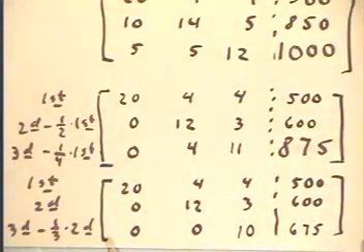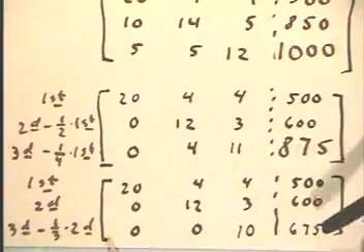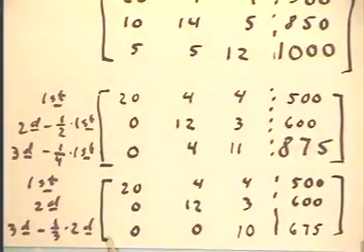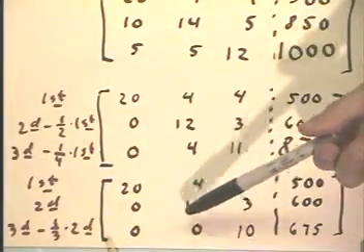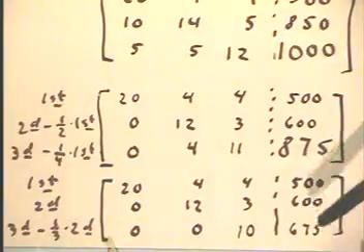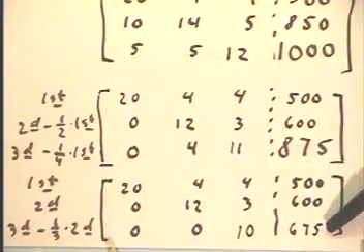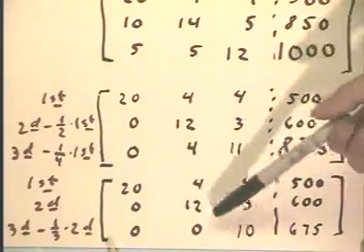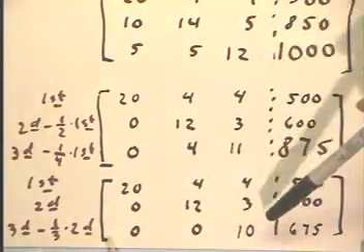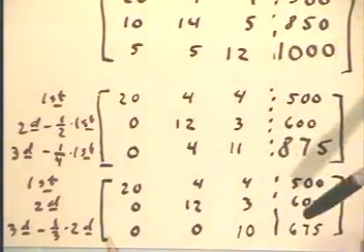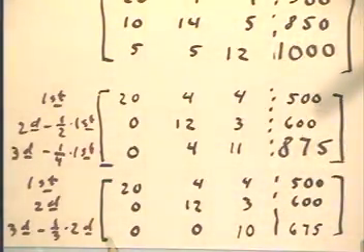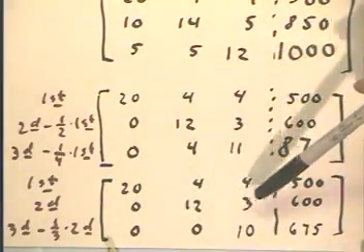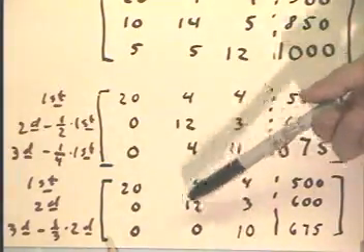Now, this says 10z equals 675. We can easily solve this for z, and get 67.5. Then this equation says 12y plus 3z equals 600. If we substitute the 67.5 we got for z here into the 3z, then we're going to be able to solve for y. We'll have 12y plus 3 times 67.5 equals 600. We solve, we get our y.